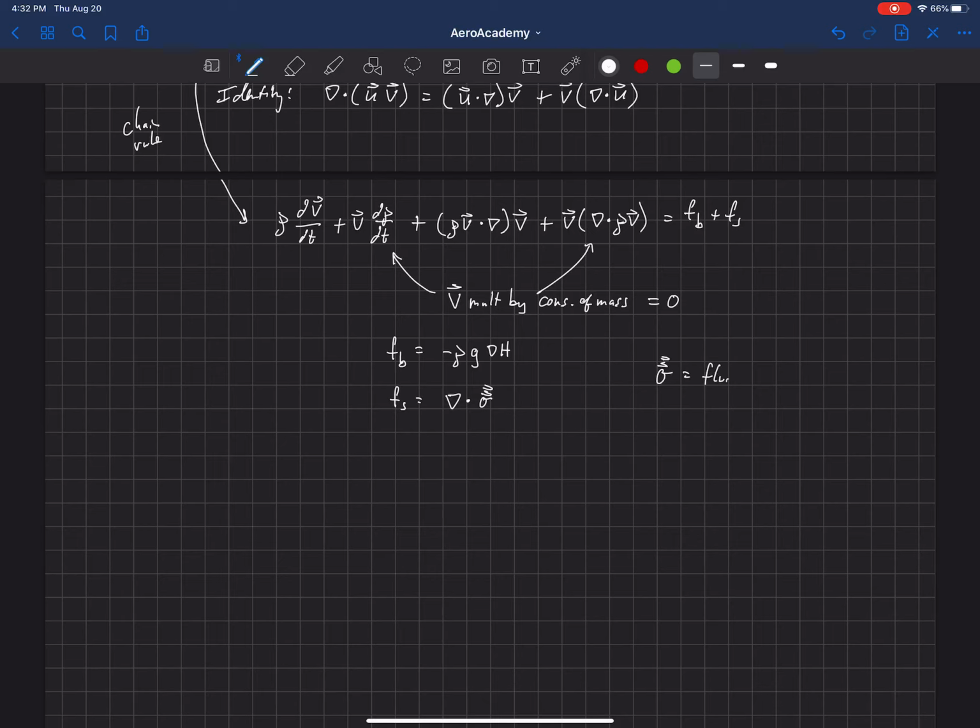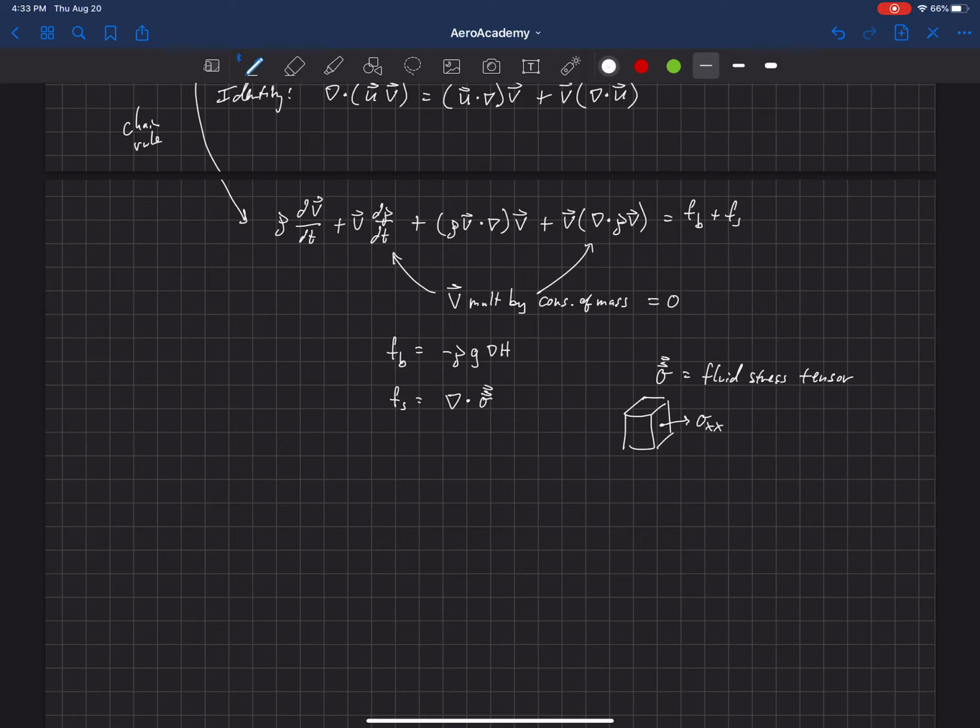Sigma is the fluid stress tensor. And essentially what that is, it's a 3x3 tensor that tells us what the stresses are on the surface of this fluid. So let's draw a little fluid particle here, and let's just look at one side of this, for example. On any one of these sides, you can have a stress that is perpendicular to that. And since this is in the x direction, we'll call this sigma sub xx. That's the stress in the x direction on the x surface.